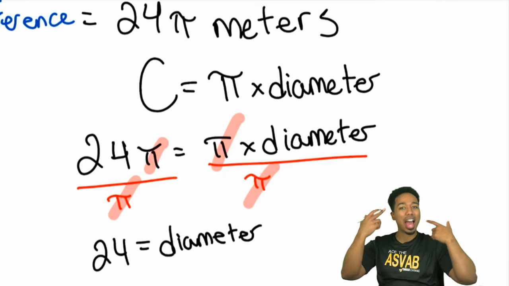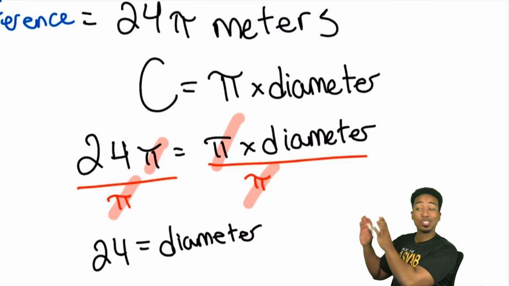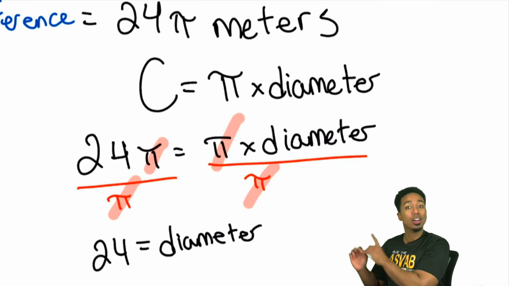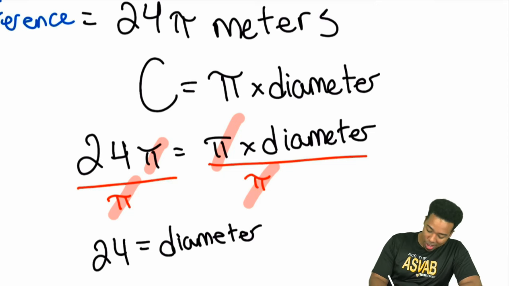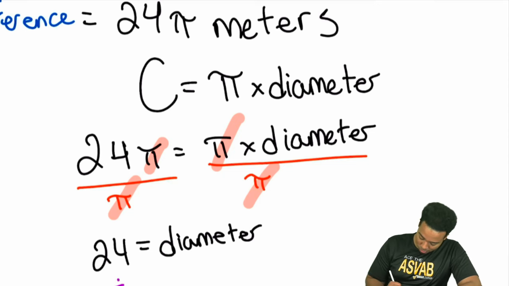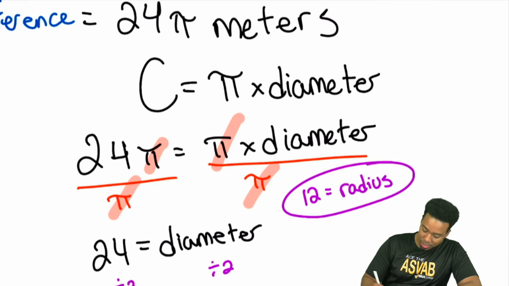So this is where our natural understanding comes into play. Oh, wait, I didn't solve for what I needed to solve for. I'm one step away with this formula. Okay, we'll divide by 2. Divide by 2, and we get 12 equals the radius. And there we have it.